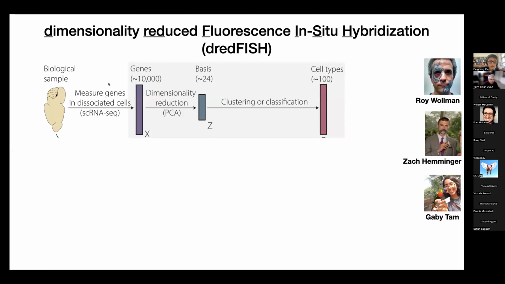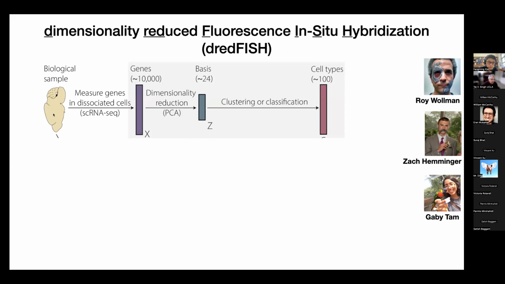So, what's this idea? My lab mate Zach originally came up with this idea. We begin by thinking about the current status of molecular profiling of brain samples.